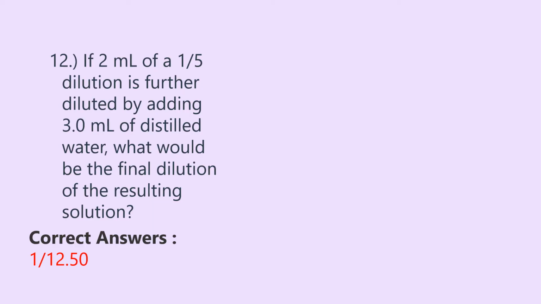So for number 12, if 2 ml of a 1 over 5 dilution is further diluted by adding 3 ml of distilled water, what would be the final dilution of the resulting solution? So that means that a solution is already diluted to 1 over 5 and it has to be diluted further by getting 2 ml from this tube, okay, and added with 3 ml of distilled water.